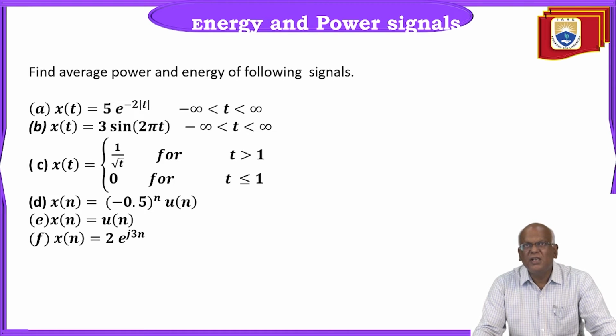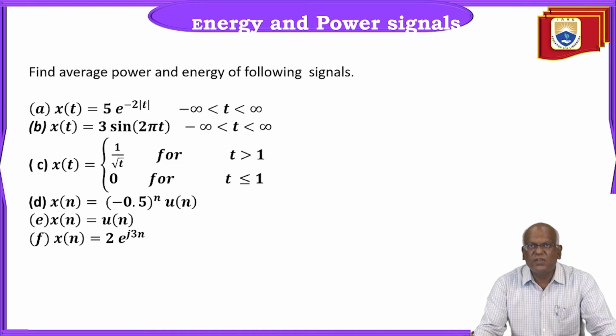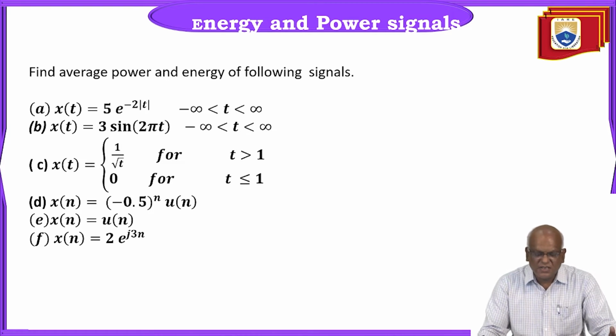We have to find out the average power as well as the energy of the given signals. Before solving these problems, first you should know what the average power and energy of signals are. A signal is said to be an energy signal when the energy is finite and the average power is equal to 0. In case of power signals, the average power is a finite value and the energy becomes infinite. Sometimes the signals become neither energy signals nor power signals. In such cases, energy is infinite and power is also infinite. These are the neither power nor energy signals. Let us discuss one by one.